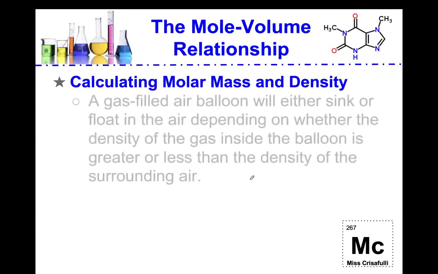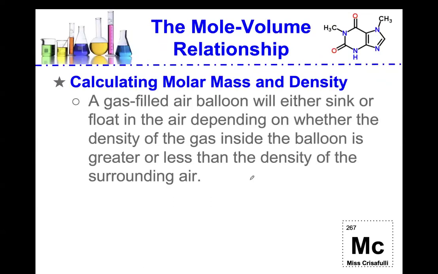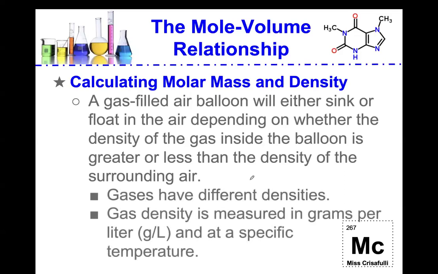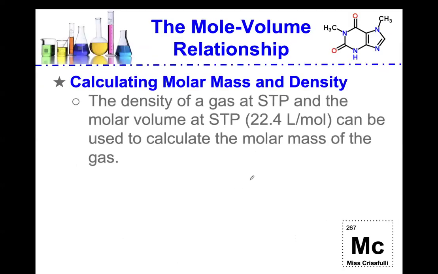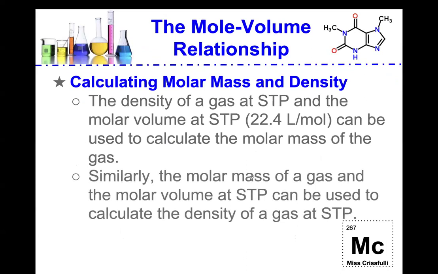Calculating molar mass and density. A gas-filled air balloon will either sink or float in the air depending on whether the density of the gas inside the balloon is greater or less than the density of the surrounding air. Gases do have different densities, and gas density is measured in grams per liter at a specific temperature. The density of a gas at STP and the molar volume at STP, 22.4 liters per mole, can be used to calculate the molar mass of the gas. And similarly, the molar mass of the gas and the molar volume at STP can be used to calculate the density of a gas at STP.